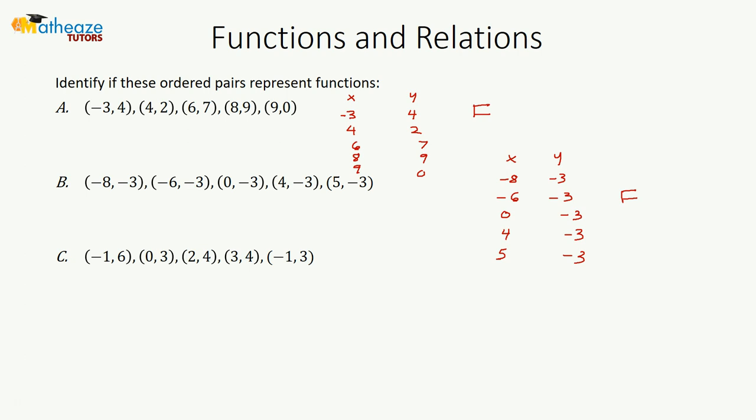Now let's look at C. We put our x and our y here. We have -1 and 6, 0 and 3, 2 and 4, 3 and 4, -1 and 3. So you can see -1 is repeated. If it's repeated, you must have the same y value if it's a function. But you can see here that we have two different range values, two different y values for the same domain value. So this is not a function.